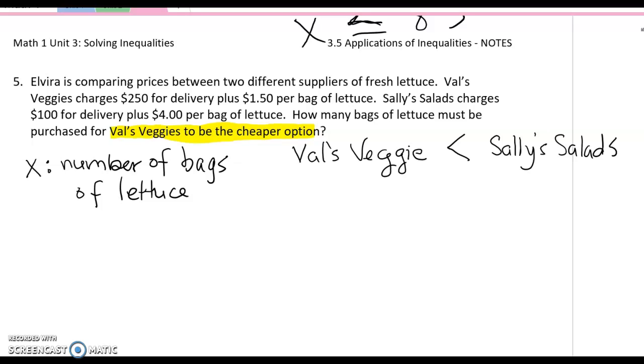So here we have a plan for how we're going to use an inequality for this word problem. We're comparing Val's Veggies, and we want that to be less than Sally's Salads.